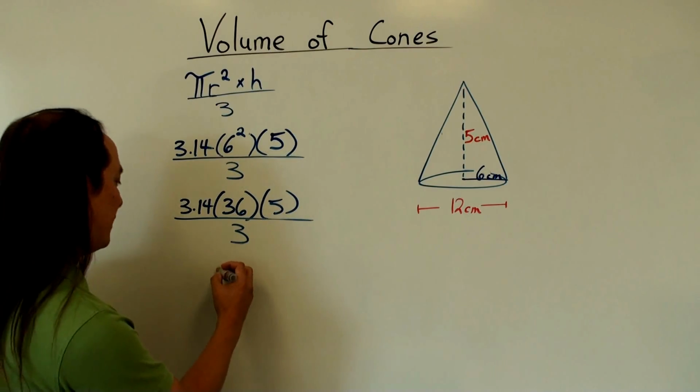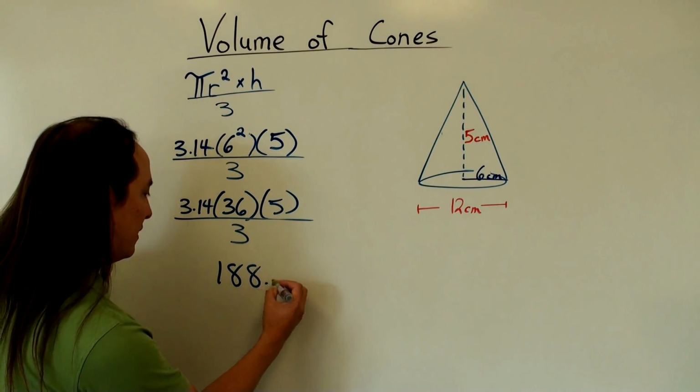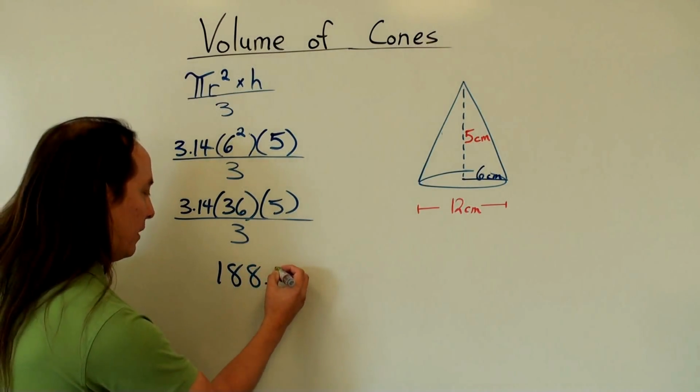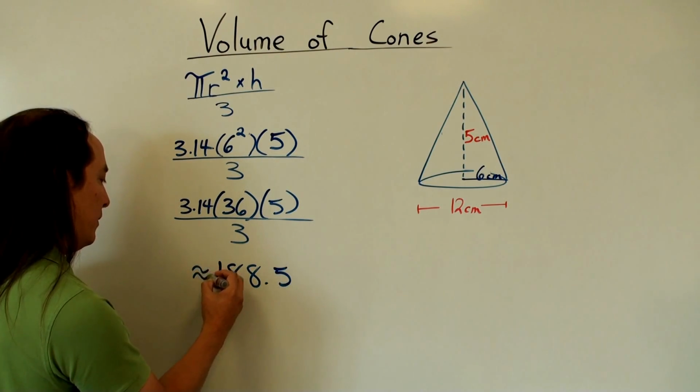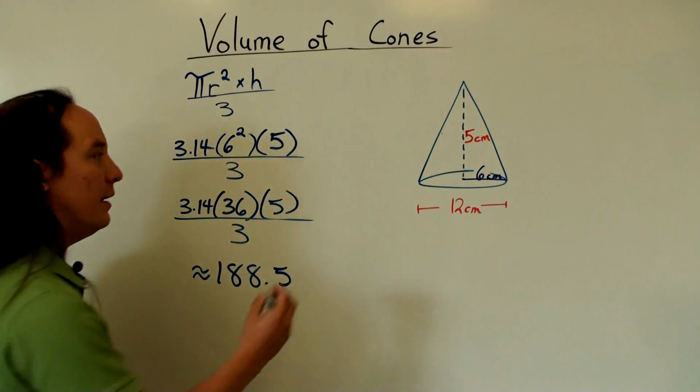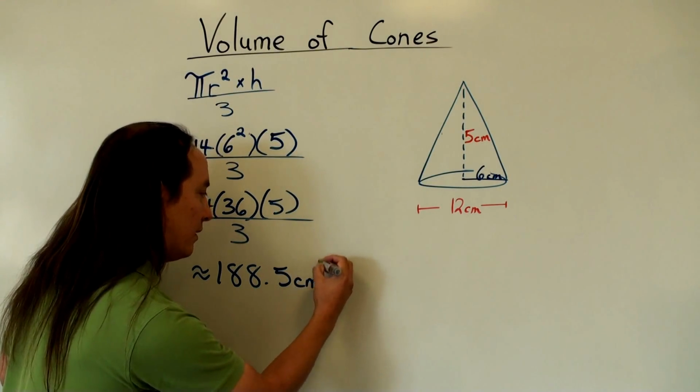So the volume is 188. Rounding up the 0.49 to 5. I'll just say approximate. Why not? That's what those little squigglies mean. Centimeters cubed.